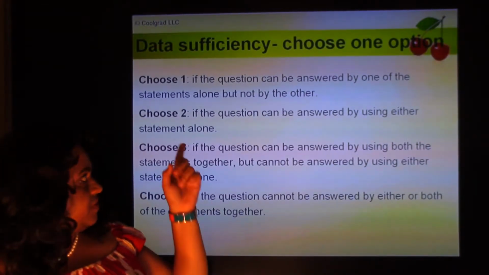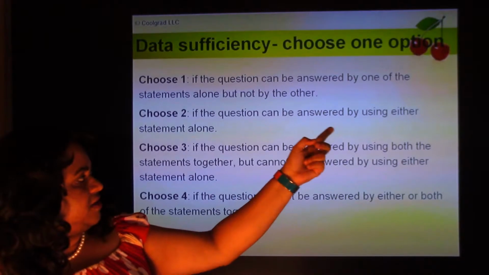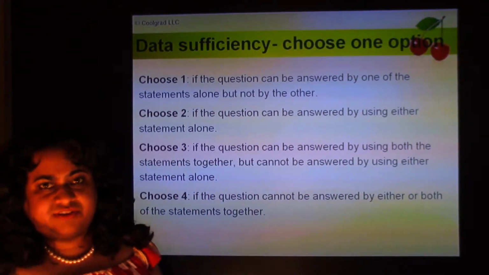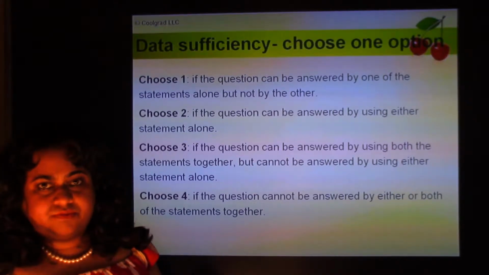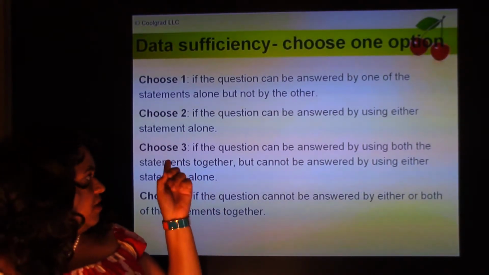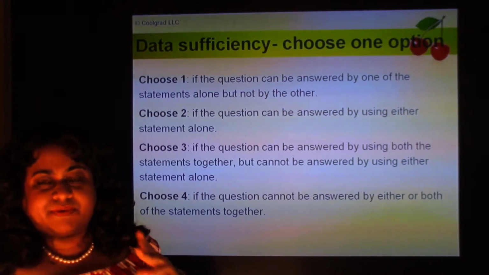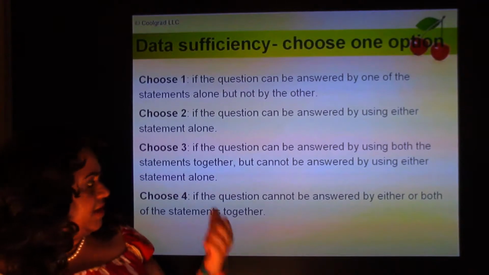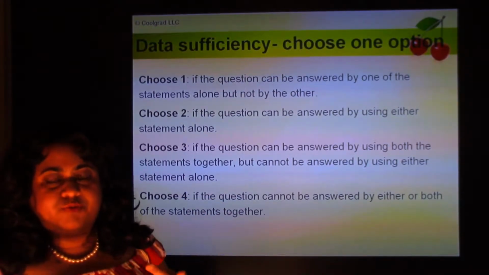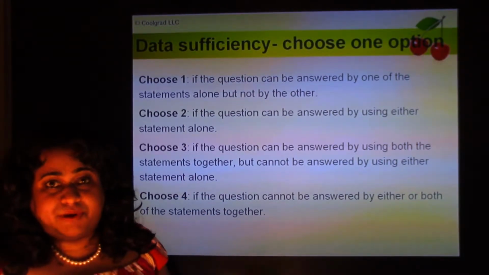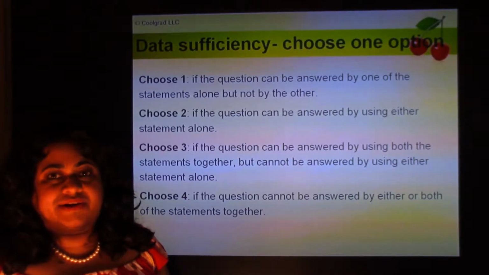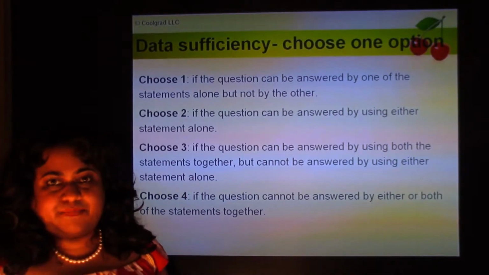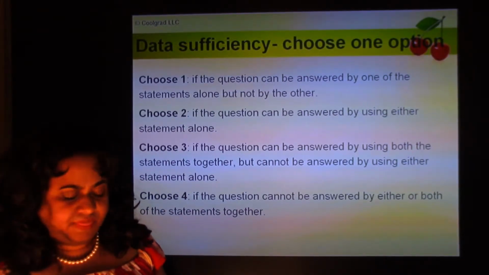Option 2 means the question can be answered by using either statement alone. So using A or B alone, you can answer the question. Either A alone or B alone. Both work. So that is option 2. Option 3 is when you can use both the statements together to answer the question, but you can't use either statement alone. And option 4 is when you can use both the statements together and still not be able to answer the question. So this is what data sufficiency is all about. And we're going to evaluate some classic examples of the type of questions that are asked in this section.